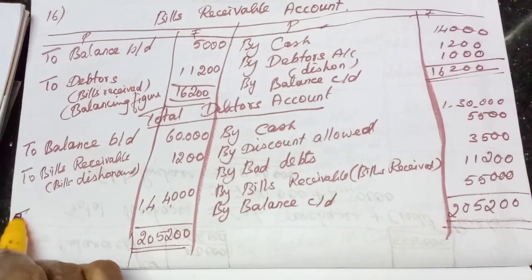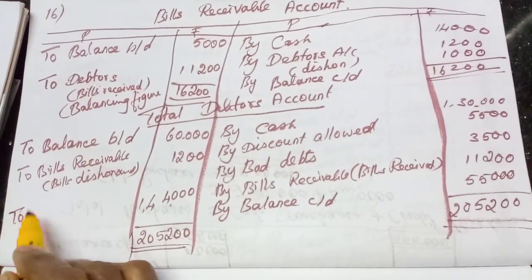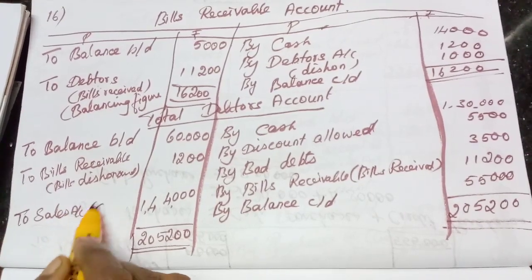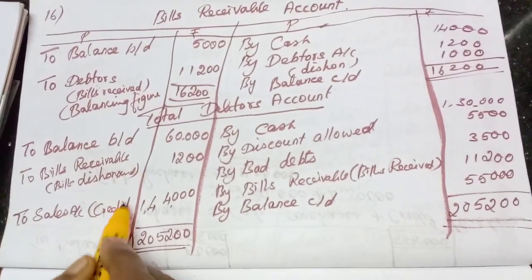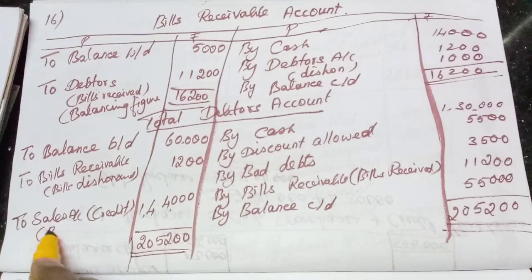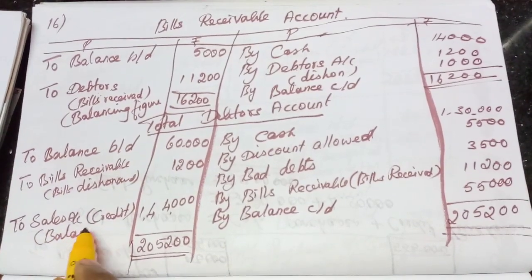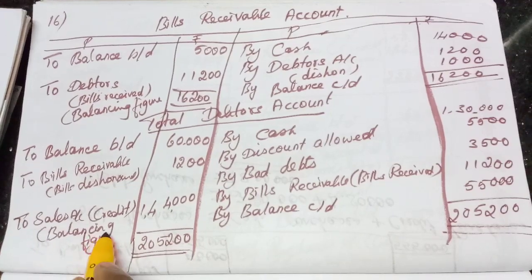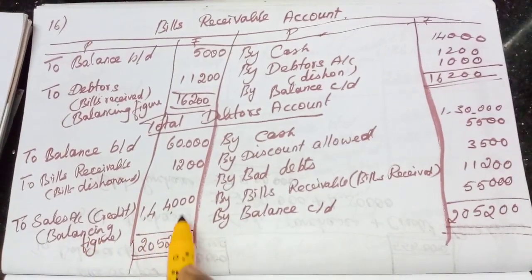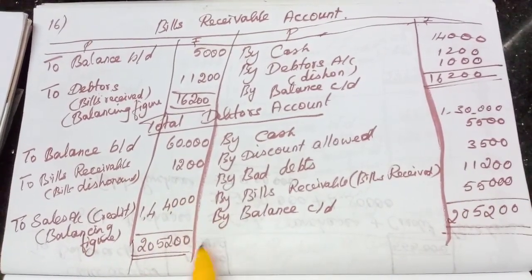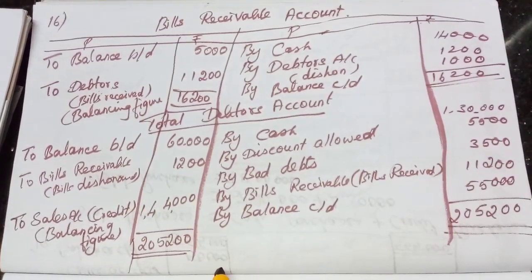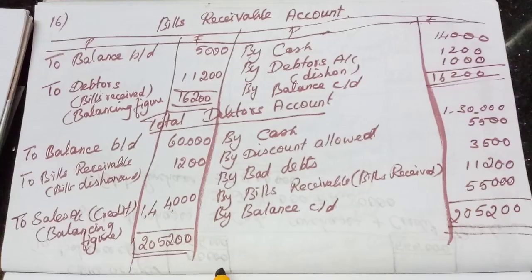That is to sales account. Which sales? Credit sales. That is the balancing figure. All these details must be there. That's why I am writing in each and every problem. So now we have prepared two accounts. The other two accounts we need to prepare: bills payable account and total creditors account.